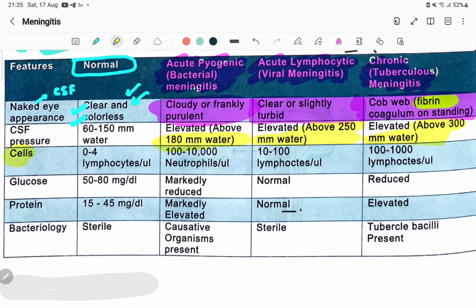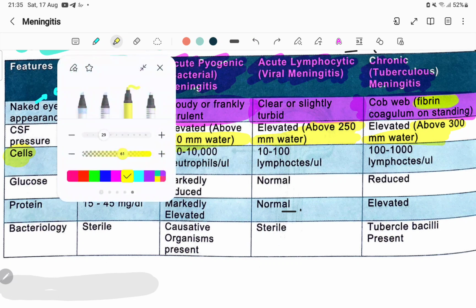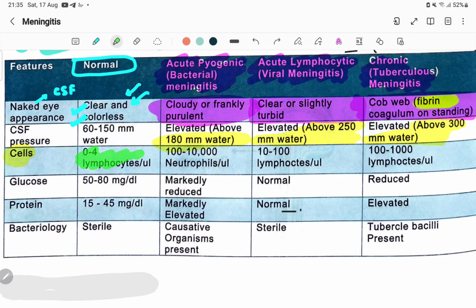Let's talk about cells. Normally we have 0 to 4 lymphocytes per milliliter. In acute bacterial meningitis, we have 100 to 1000 neutrophils. You know that neutrophils are effective against bacteria. In viral meningitis, we have 10 to 100 lymphocytes. Neutrophils are absent, lymphocytes are there.